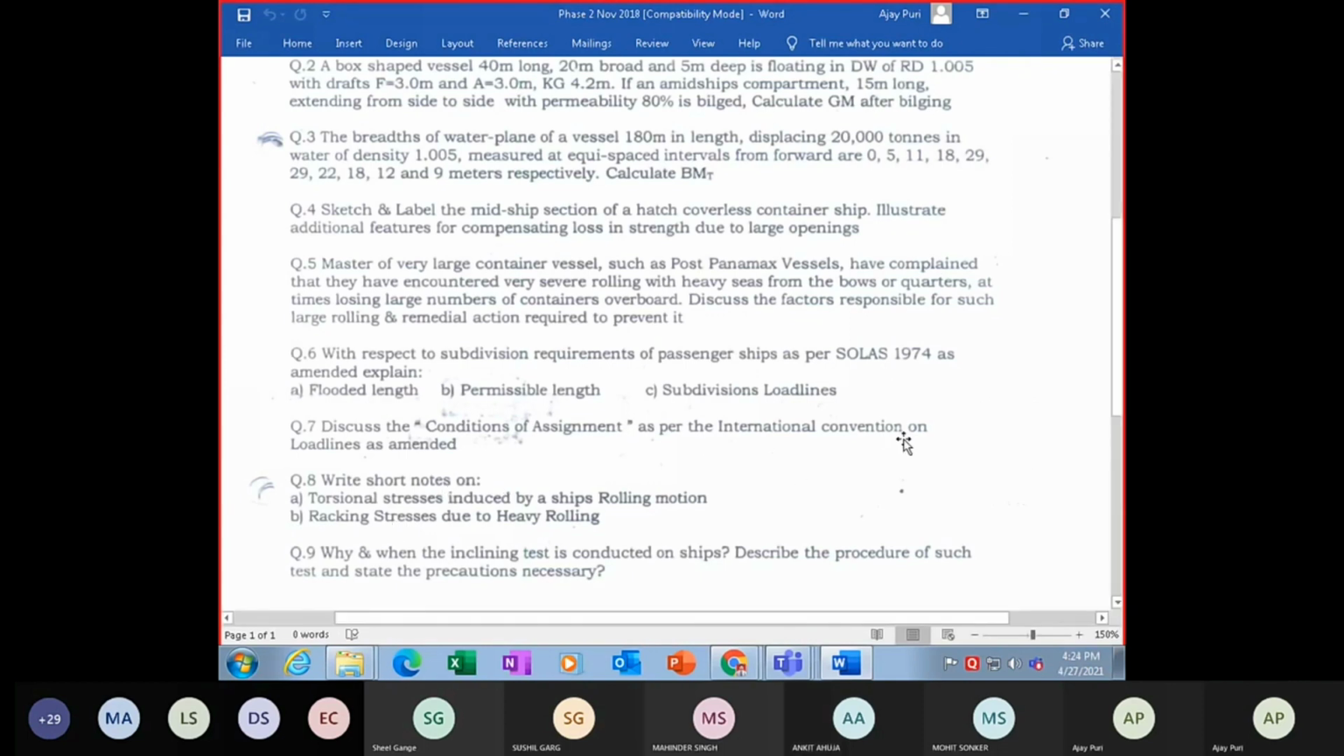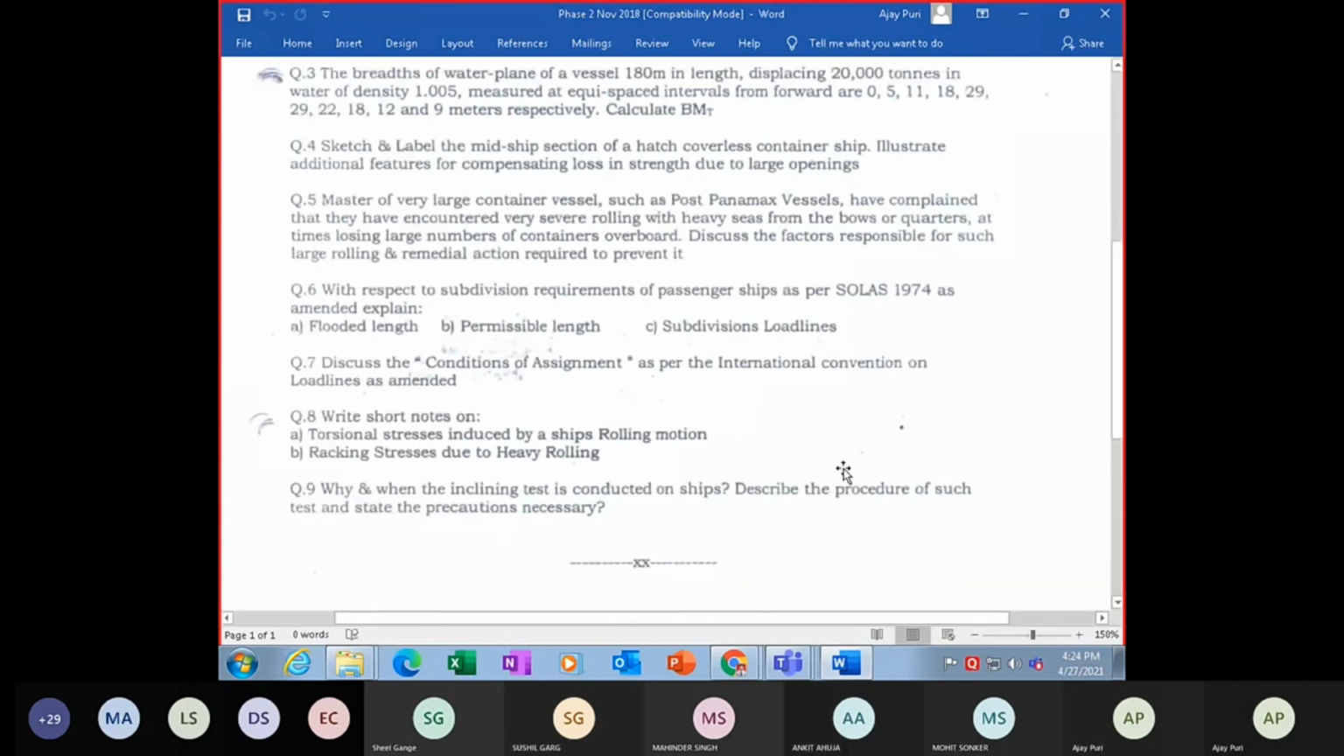8A and B are not mine, but torsional stresses I believe you might have been studying, because of twisting motion. One thing is weights and second is dynamic because of waves. Racking is because of rolling. So you have a beam knee connected here. Those are racking stresses.